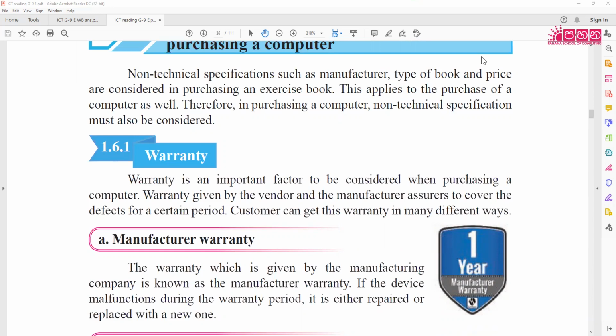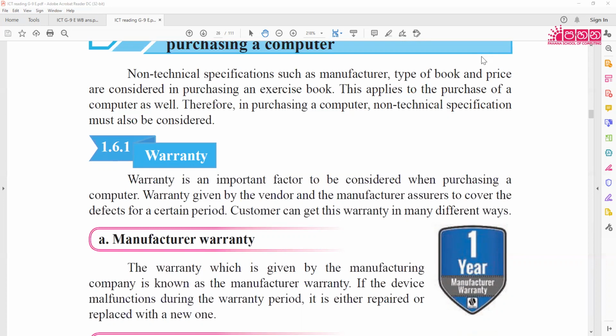Right, let me explain. When you purchase a computer, it's an electronic device, and electronics break down, right? You spend, let's say, 100,000 rupees on a computer, and if it breaks down within a month, you are in trouble. So you get a cover like insurance. Warranty means it covers a certain period, maybe 1 year, 2 years, 3 years. Some go for 4 years, but not more than that.